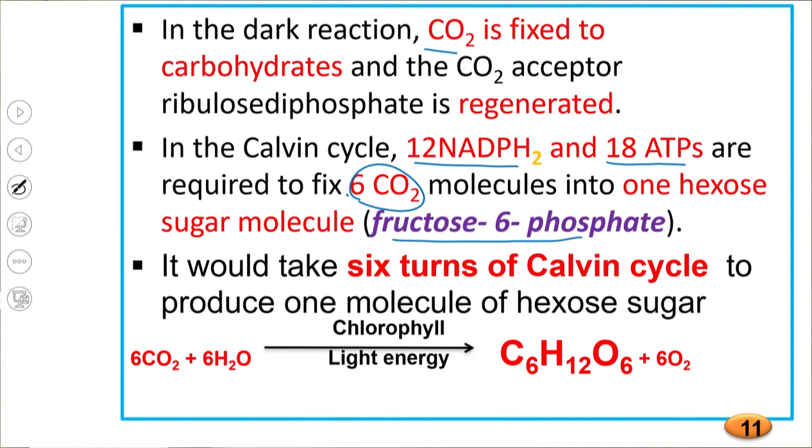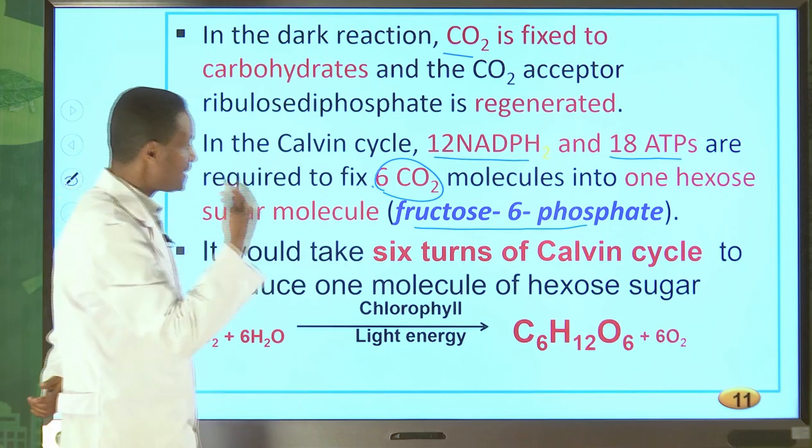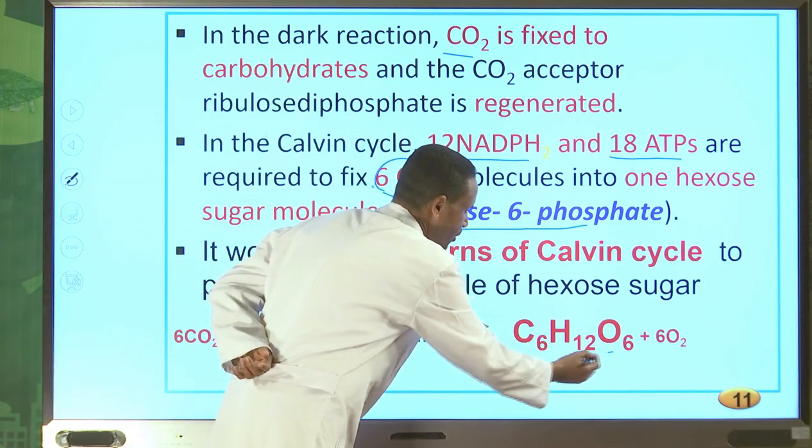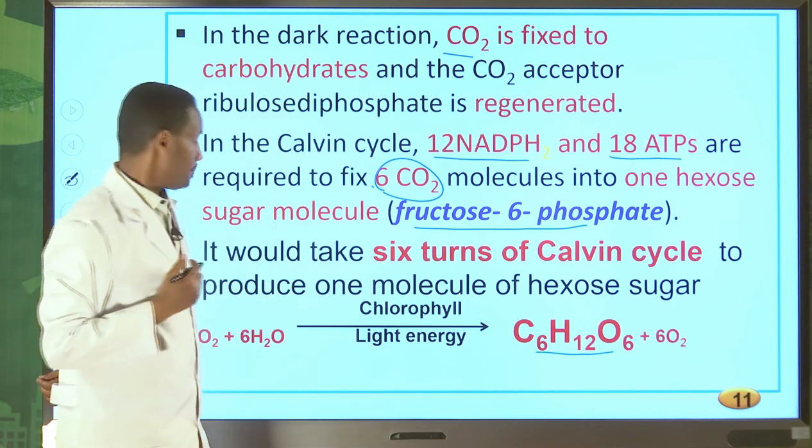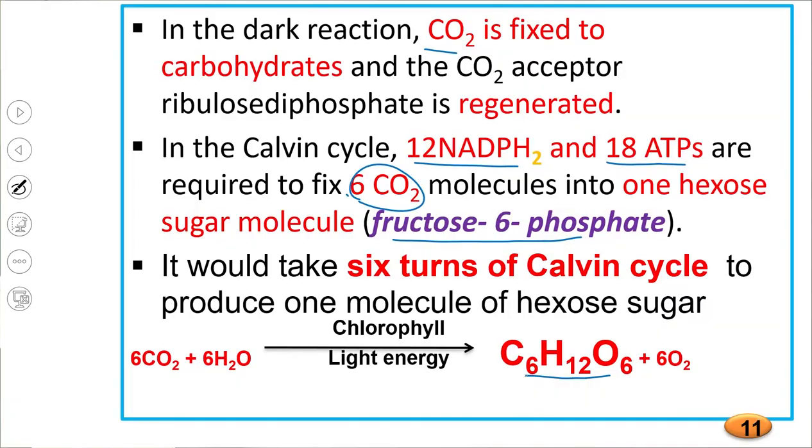Here, as we have seen earlier in the process of photosynthesis, glucose or sugar is produced at the light-independent stage, from 6 molecules of carbon dioxide and 6 molecules of water. Finally, they produce one molecule of hexose sugar, in this case glucose. And 6 molecules of oxygen are released to the atmosphere as the byproduct of photosynthesis. This oxygen can be used for respiration in aerobic organisms.